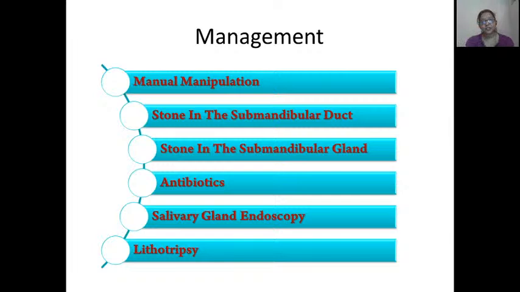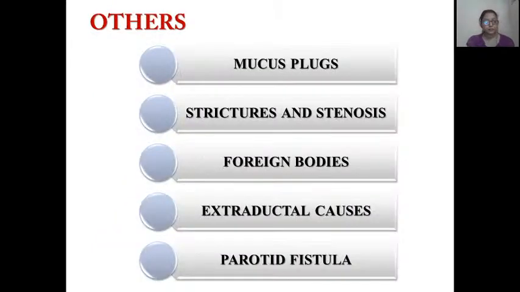How can we manage this? By manual manipulation we can see. Whenever there is a stone in the submandibular duct, we can either remove it. Stone in the submandibular gland also can be removed. We can also prescribe antibiotics. We can do salivary gland endoscopy, and we can locate the sialolith present, and we can do lithotripsy. Lithotripsy is breaking the sialolith into various pieces and then efficiently taking it out from the duct.